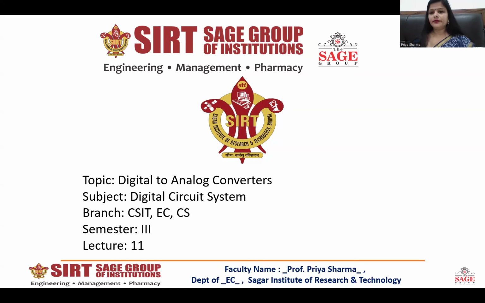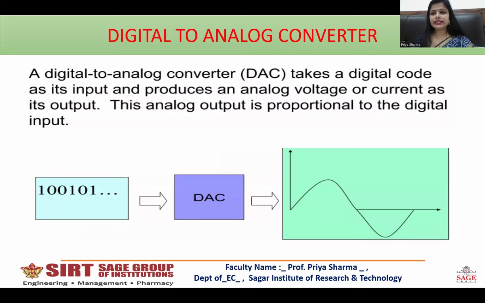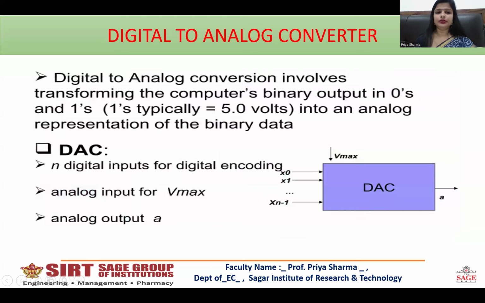The 11th lecture will cover digital to analog converters. So what is a digital to analog converter? A digital to analog converter takes a digital code as its input and produces an analog voltage or current as its output. This analog output is proportional to the digital input. This is the basic functionality of what a DAC does. The binary input is given to the DAC and it is converted to its equivalent analog output.